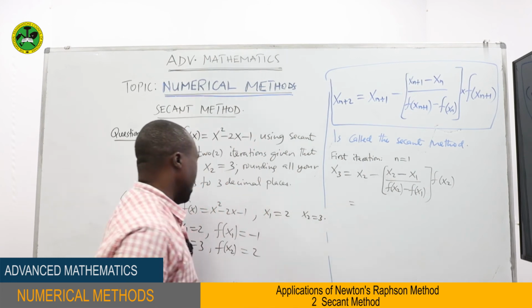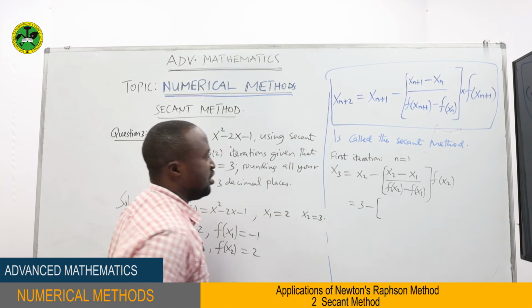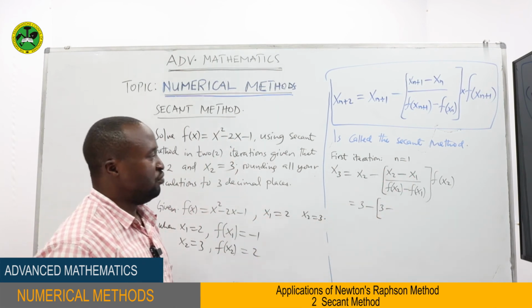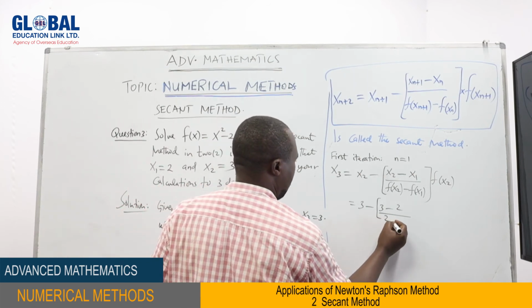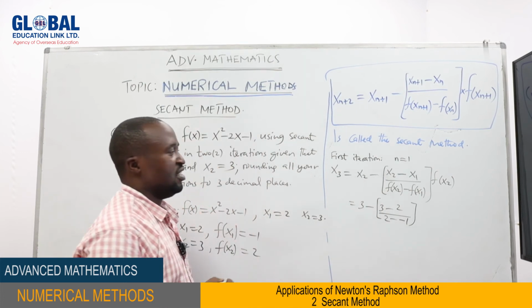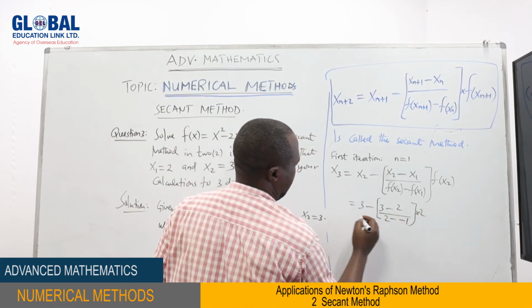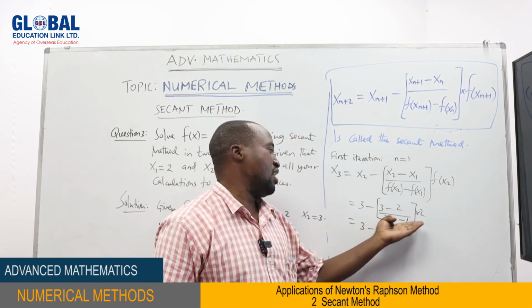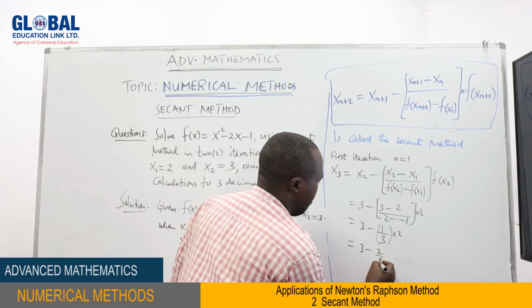So we can substitute the values we have. x2 is 3. So here we have 3 minus bracket of x2, that is 3, minus x1, that is 2, over f of x2, which is 2, minus f of x1, which is equal to -1, then times f of x2. Now, f of x2 again is 2. So this is 3 minus 3 minus 2, so we have 1 over 2 minus -1, that is 3, but this one times 2. So this is 3 minus 2 over 3.